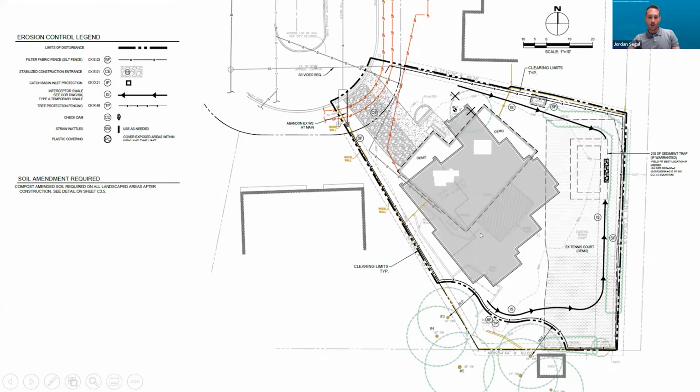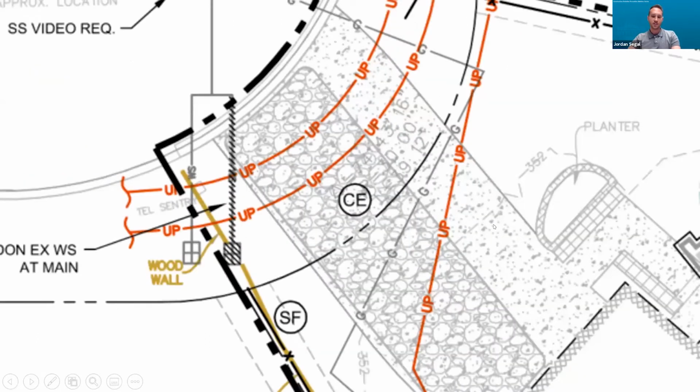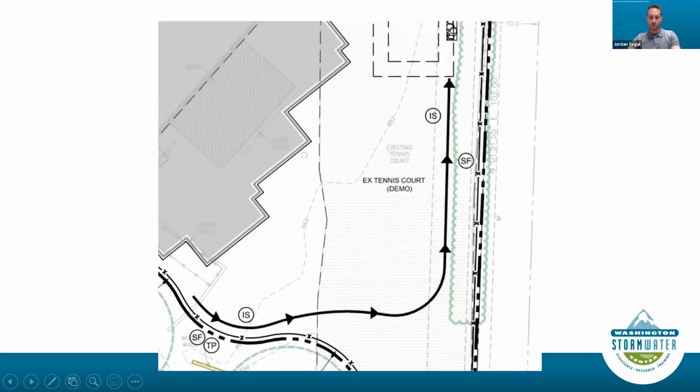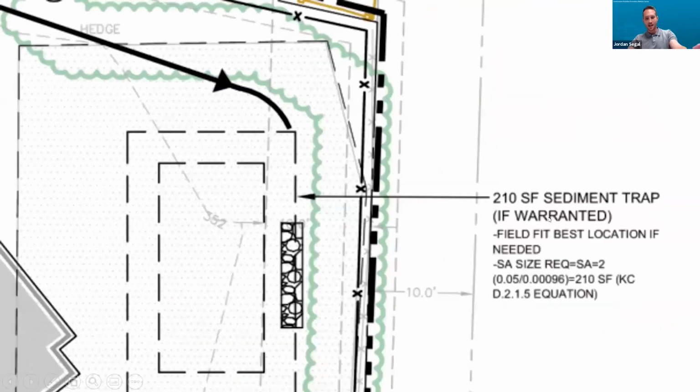And so they came back and were able to resubmit this on a second review along with other comments, but they did some changes here. They added in a little interceptor swale, and they added a sediment trap, and they added our construction entrance that was required for the pre-approved plans. Now moving over here, they added the interceptor swale, which now will catch their runoff. Water is going to flow into the sediment trap. They've cited the equation that they're going to use. They've sized the sediment trap. They said if warranted, which is fine.